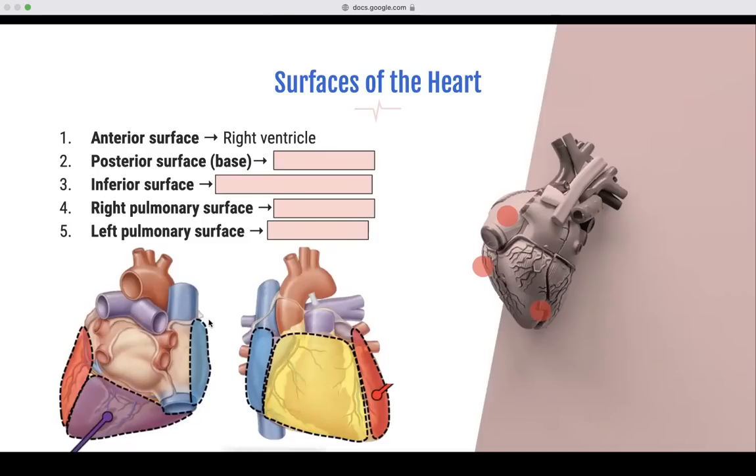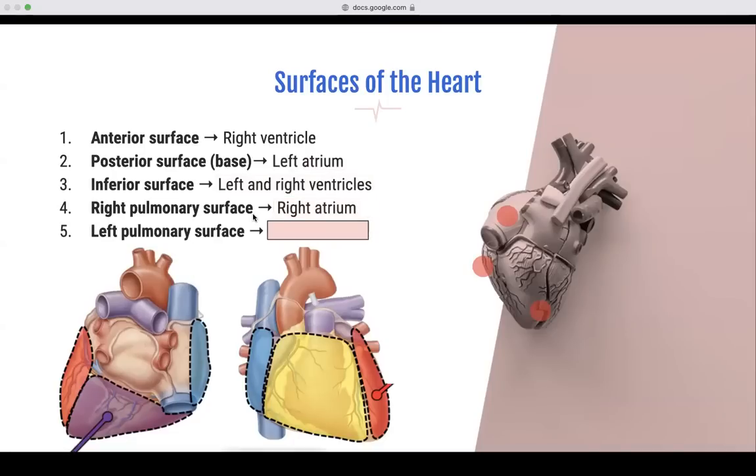Okay, the base, this is the base, the surface that would be back here. Which chamber is this? The left atrium. Exactly, yeah. And then the inferior surface would be the right and left ventricles as well.